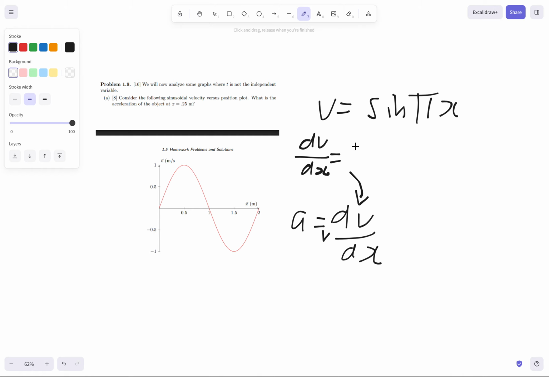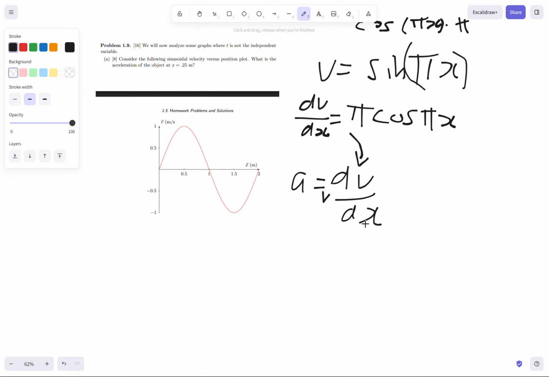Okay, so let's actually take the derivative. What is it? Pi cosine pi x, I think? Yeah, because what I did was the outer layer, which is everything, times the inner layer. The derivative of the outer, so cosine pi x, doesn't touch the inside, times the derivative of the inner, which is just pi.